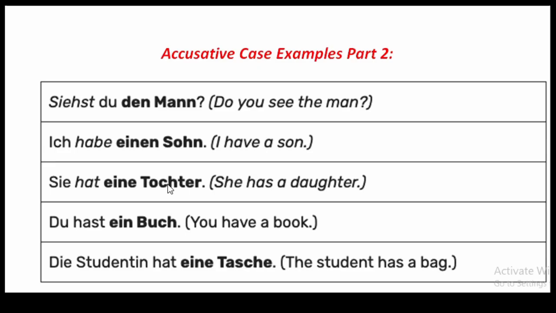Sie hat eine Tochter. She has a daughter. So that is a feminine noun. Therefore, we write eine here. I cannot write einen or ein. Du hast ein Buch. You have a book. So that is a neuter noun. That's why I write ein here. Die Studentin hat eine Tasche. The student has a bag. So that is also a feminine noun. That's why we write the article eine. So most of the examples here are for indefinite nouns. The first one is for definite.